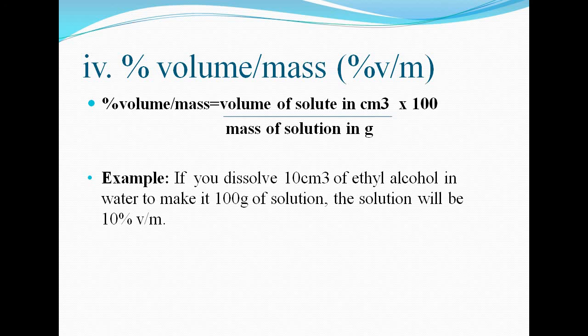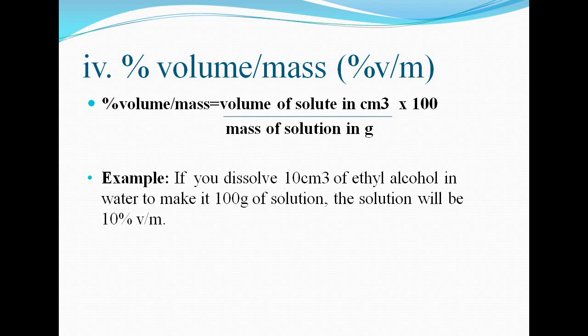So if we dissolve 10 centimeter cube of ethyl alcohol in a sufficient amount of water to make it 100 gram of a solution, now the whole solution becomes 100 gram, and out of 100 gram of a solution, 10 centimeter cube is ethyl alcohol, which has been dissolved to make it 100 gram. So the solution would be 10% V by M.